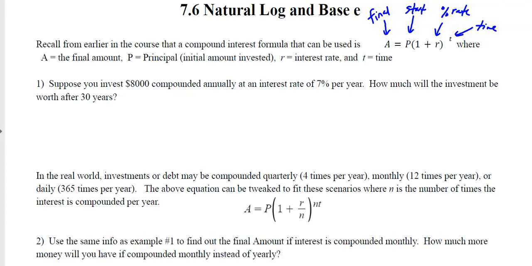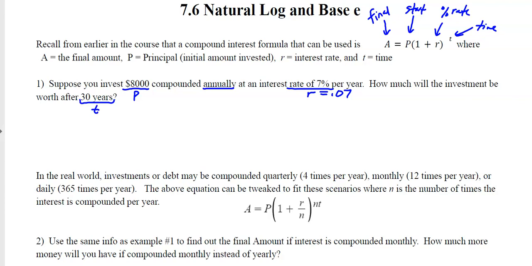So let's just do an example using that so we get familiar with it. We're going to use these same numbers in 3 different examples, so we're going to reference back here to number 1 in a second. Suppose you start off with $8,000 compounded, so this 8,000 is going to be our P, our starting principal. Compounded annually, which is what this equation is set up for, 1 time per year, with an interest rate of 7%. There's my r, and I have to be careful, I want to put that as a decimal, so that's 0.07. How much will it be worth after 30 years? So 30 is my t.